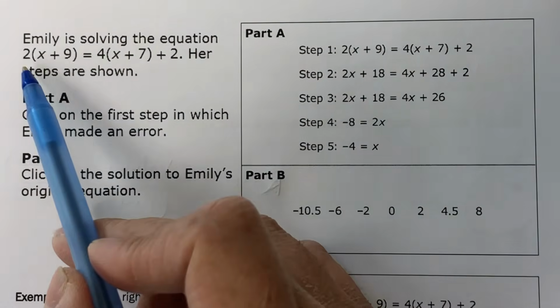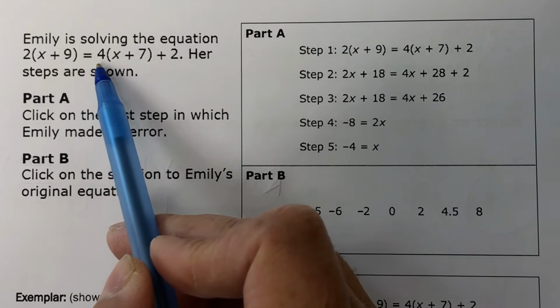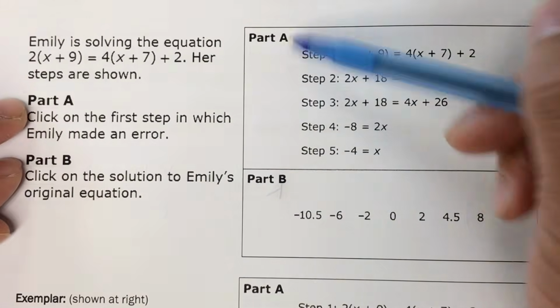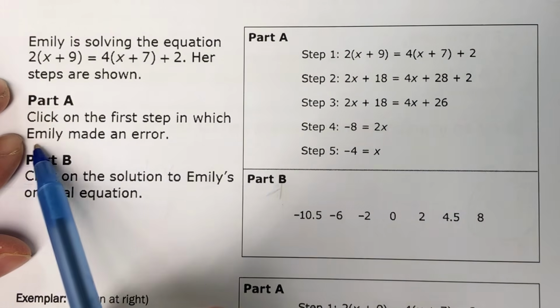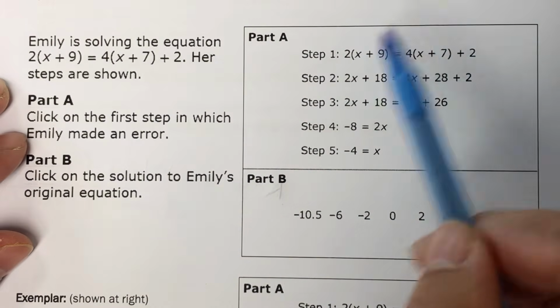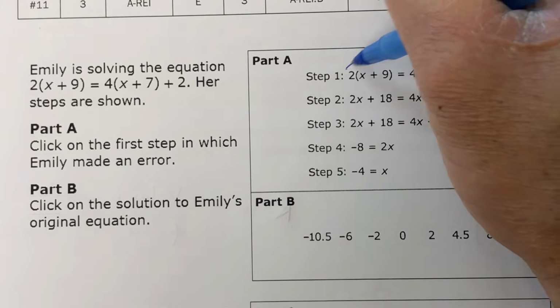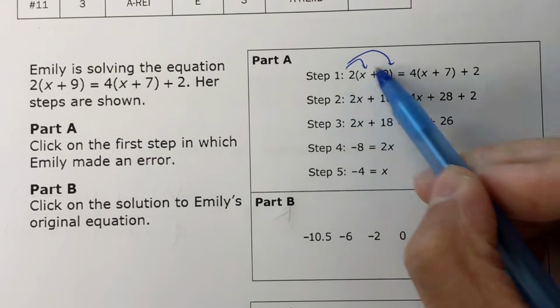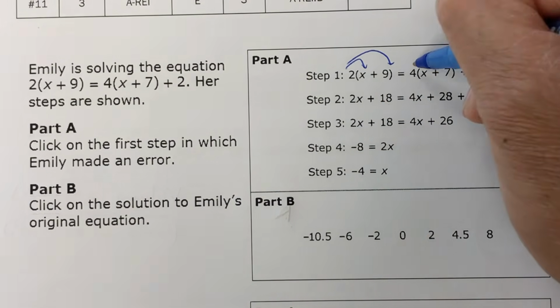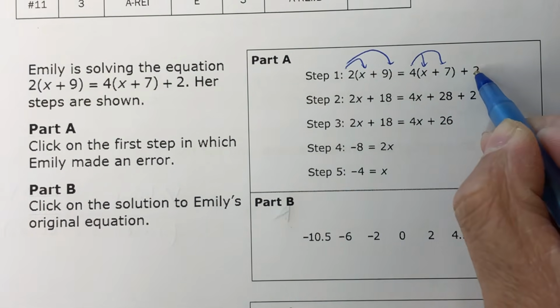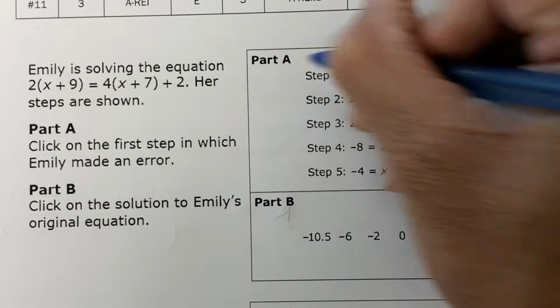Alright, Emily is solving the equation 2 times x plus 9 equals 4 times x plus 7 plus 2. Her steps are shown. Two parts, part A, part B. Click on the first step in which Emily made an error. So the first thing, I'm probably going to distribute there: 2x plus 18. And then distribute 4x plus 28. And then these are plus 2. So this step looks good.